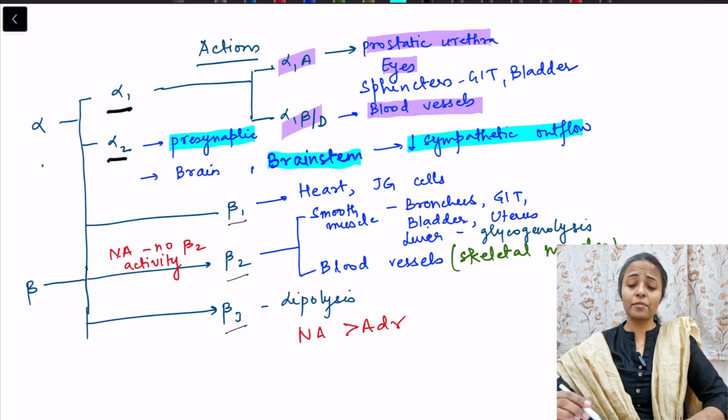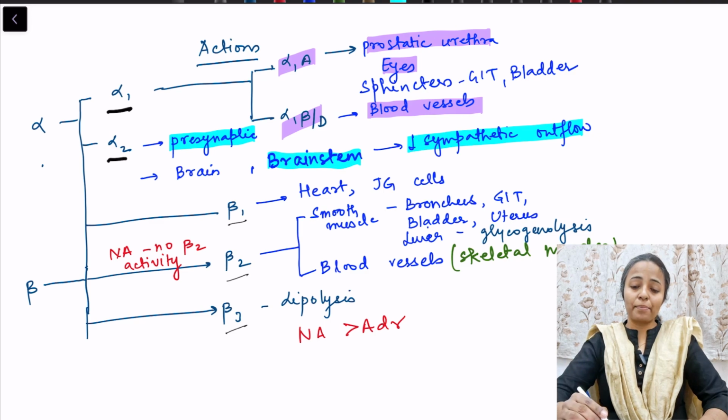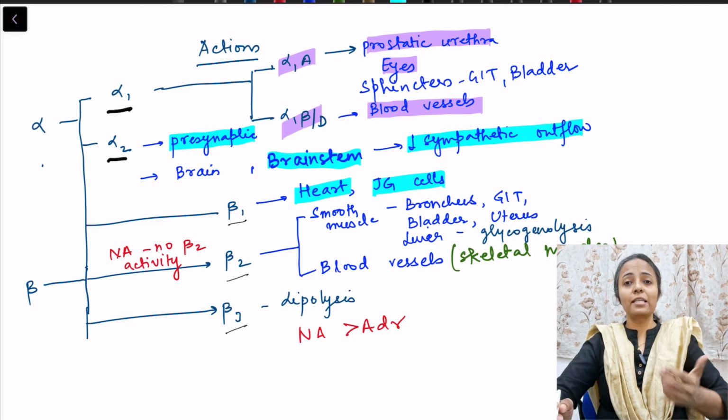Then beta receptors, we have beta 1, beta 2 and beta 3. Beta 1 receptors are present on the heart and JG cells. In the heart, when stimulated, they cause an increase in the heart rate and an increase in the contractility of the heart. In JG cells, they cause release of renin.